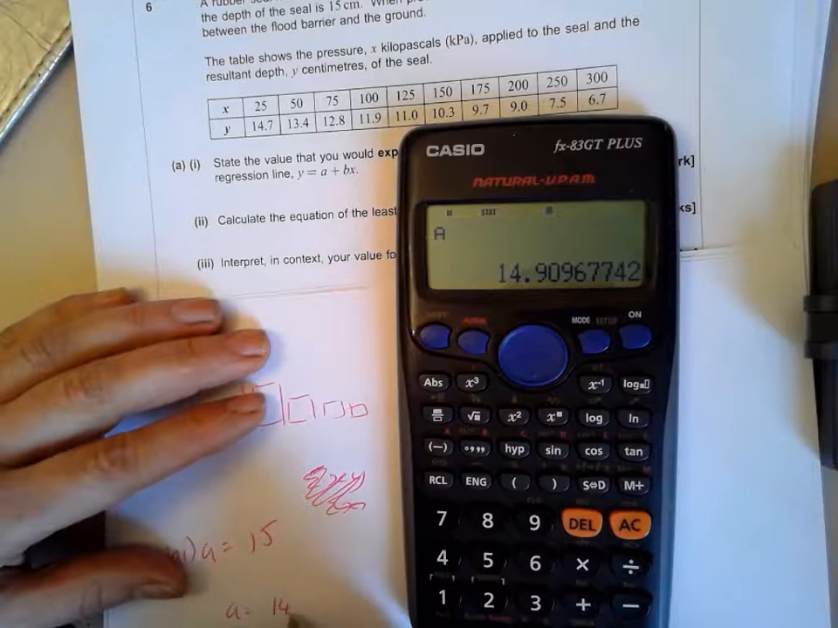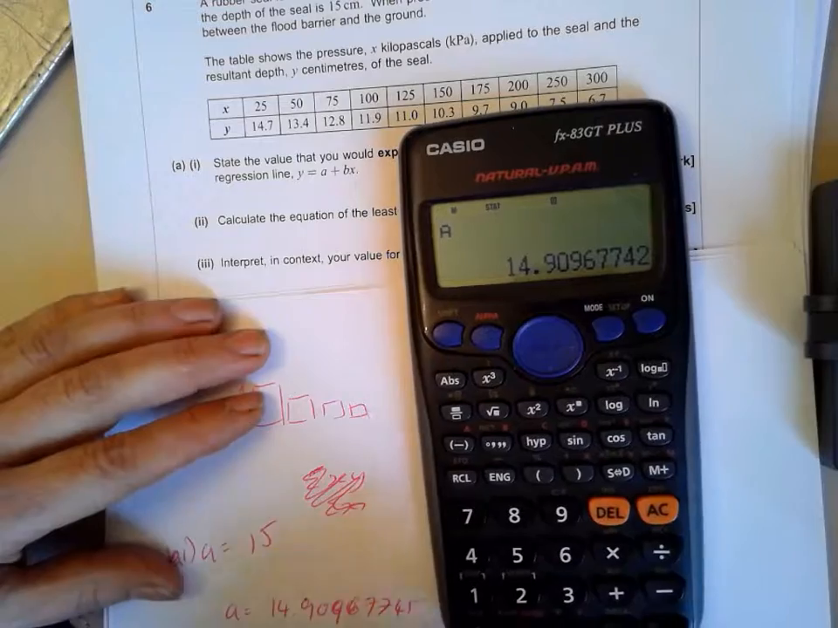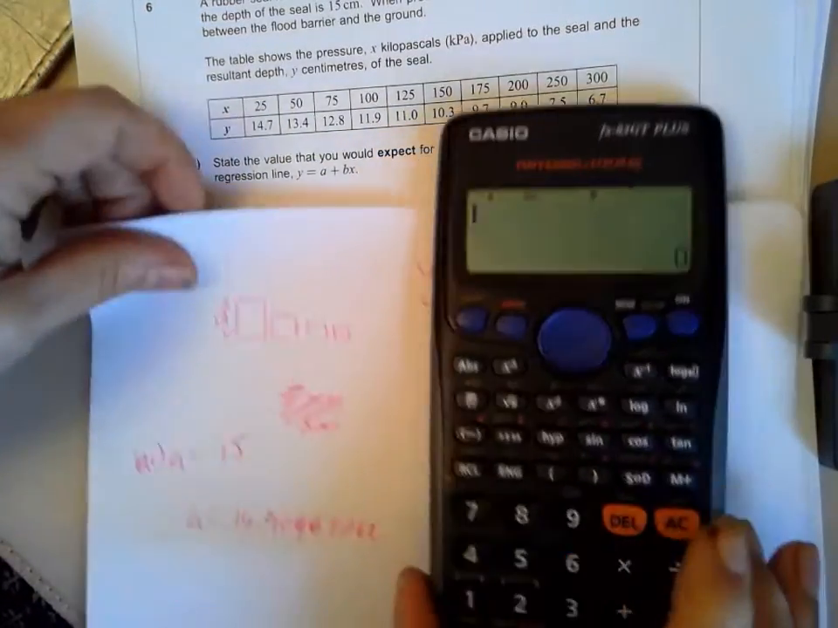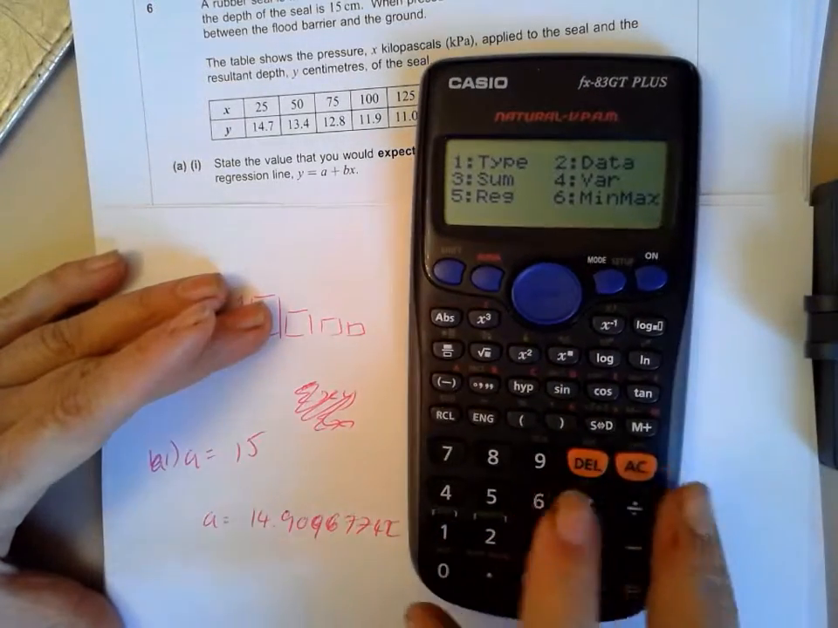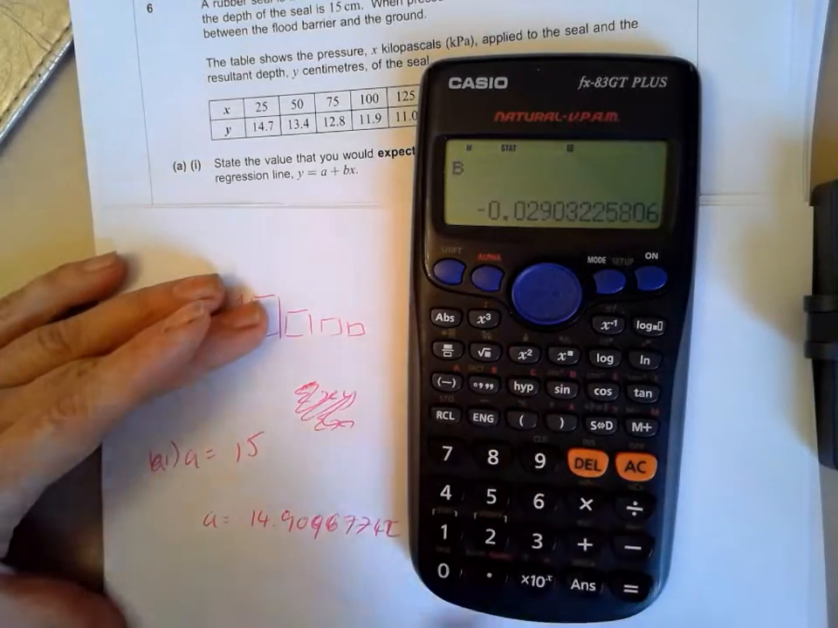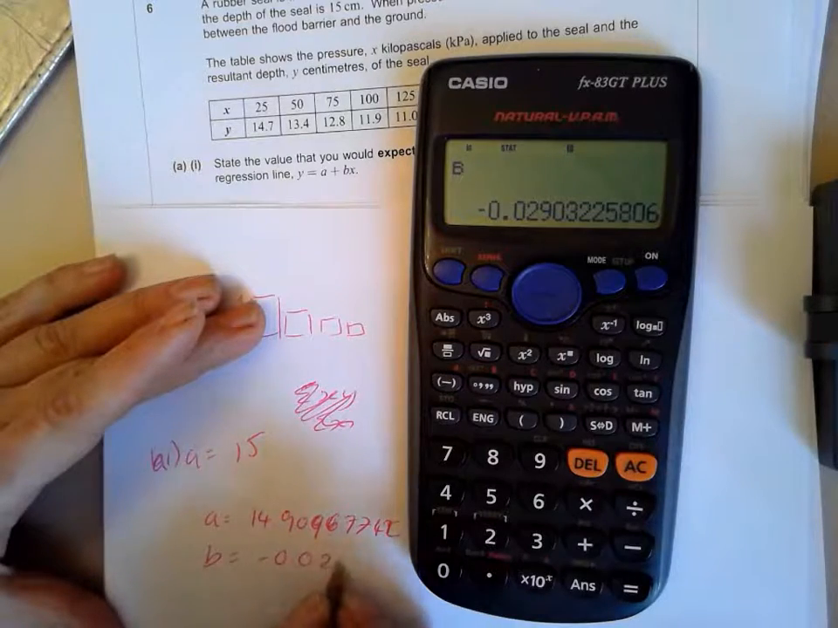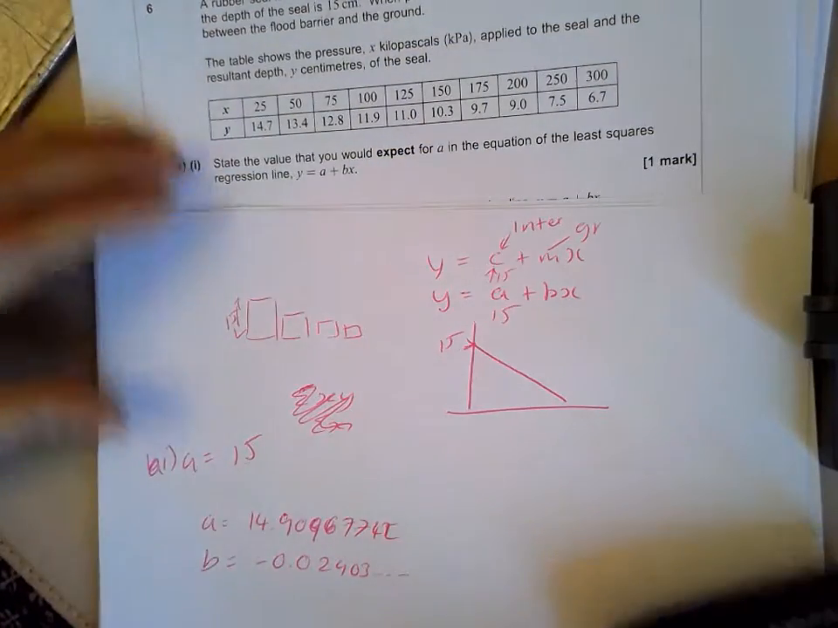So 14.9060, sorry, 967. Okay, sorry, and find out B as well. Put it in stats mode, choose 5, and B is that. So B equals -0.02903. Okay, so A is that and B is that.